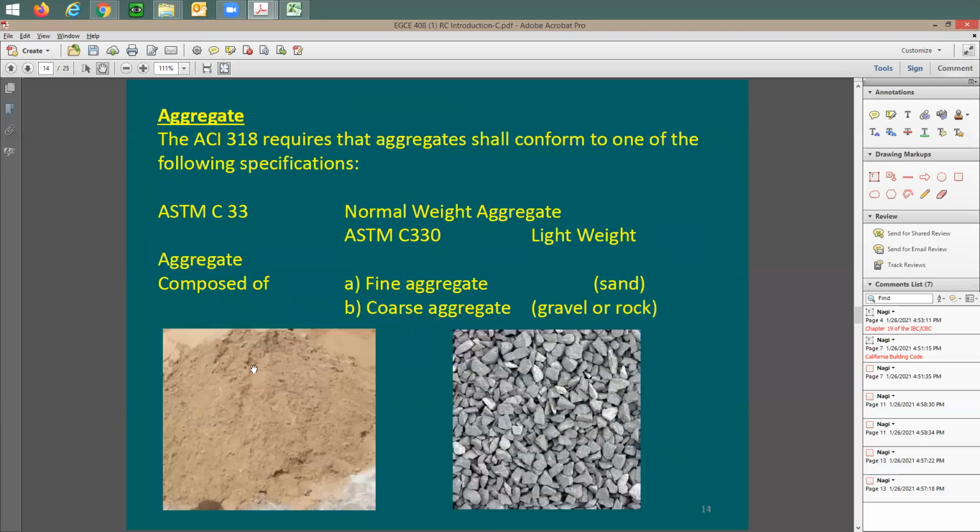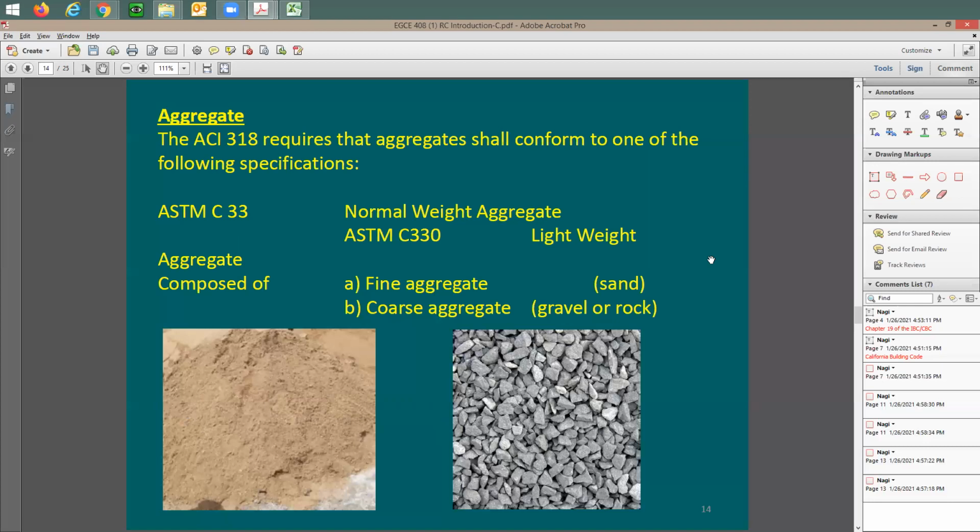When it comes to the aggregate, we have two types of aggregate. We have the fine aggregate and the coarse aggregate. Here's the fine aggregate, which is the sand, and the coarse aggregate is going to be like the rock. And of course, they should comply with ASTM C330 if you have lightweight concrete. Let me tell you a little bit about lightweight concrete and normal weight concrete.